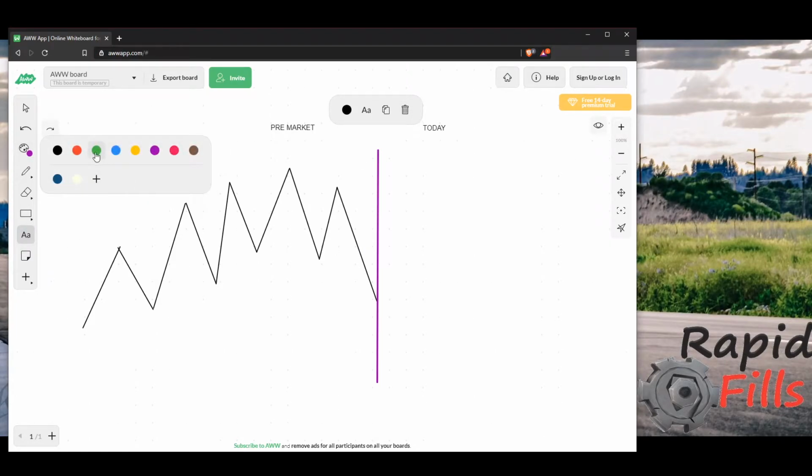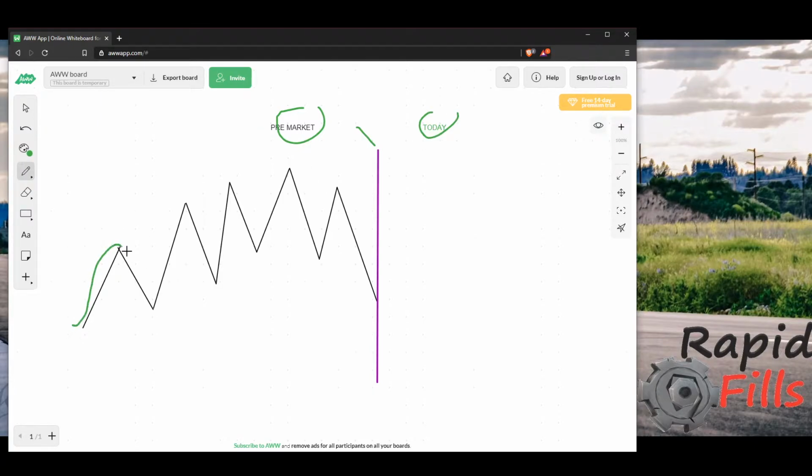So, whiteboard right here. Let's pick a color. Let's say green. So let's say this is pre-market, prior to this line right here, and this is today. And the stock is moving in these waves, right? It's trending up, higher highs, higher lows, higher highs, higher lows, until it puts in this lower high. When it puts in a lower high, now what you're thinking is, okay, maybe this stock is reversing.